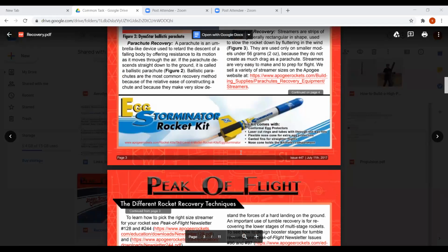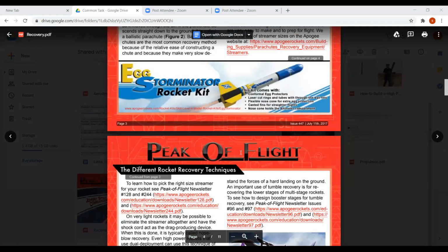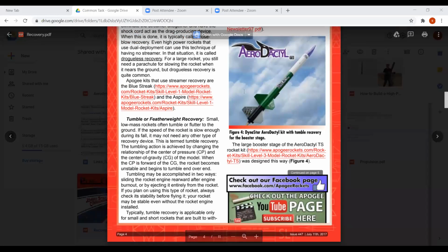Okay, next one we have tumble or the feather. This is applicable for low mass rockets. It slows down the rocket itself, and this is possible only in small or lightweight rockets, because in those rockets, slowing down the entire rocket itself is possible. And it has a lot of physics in it. You guys can go through it.